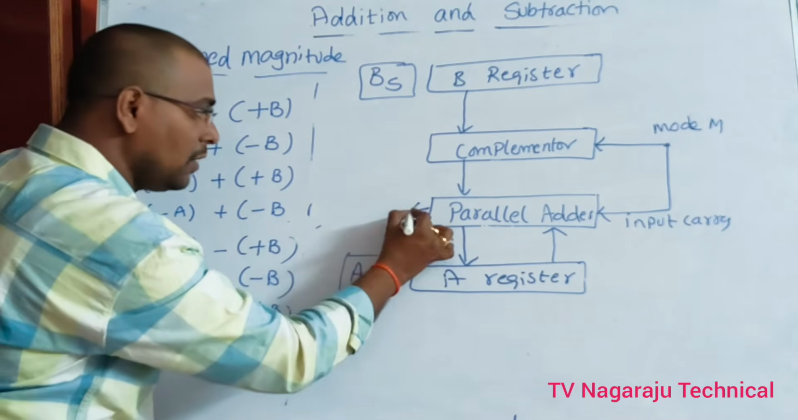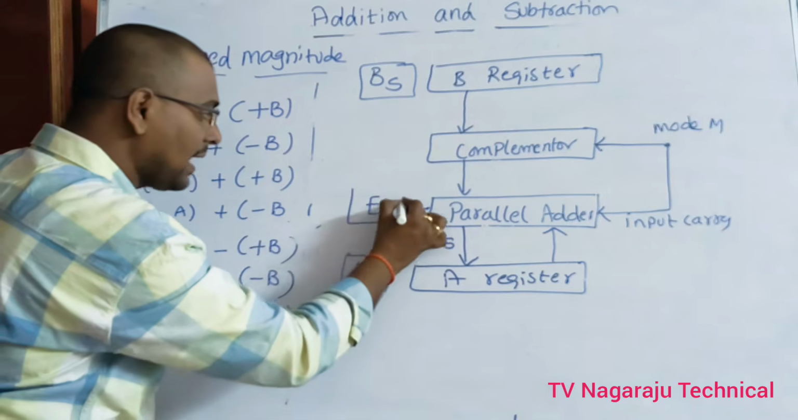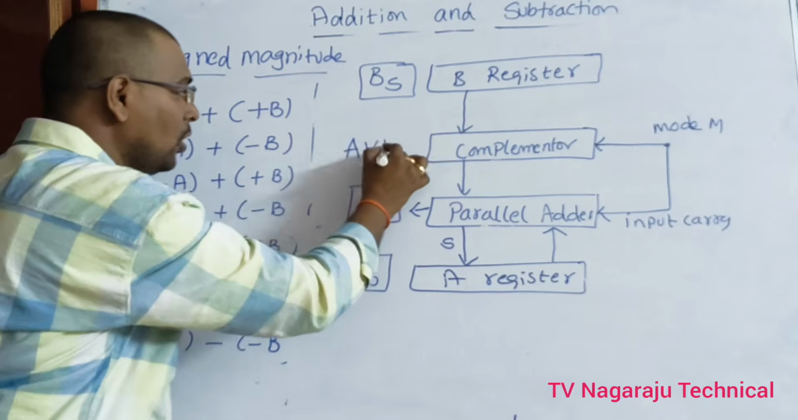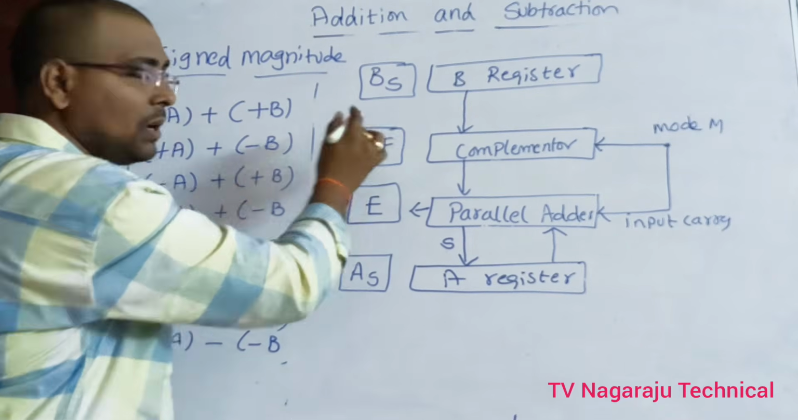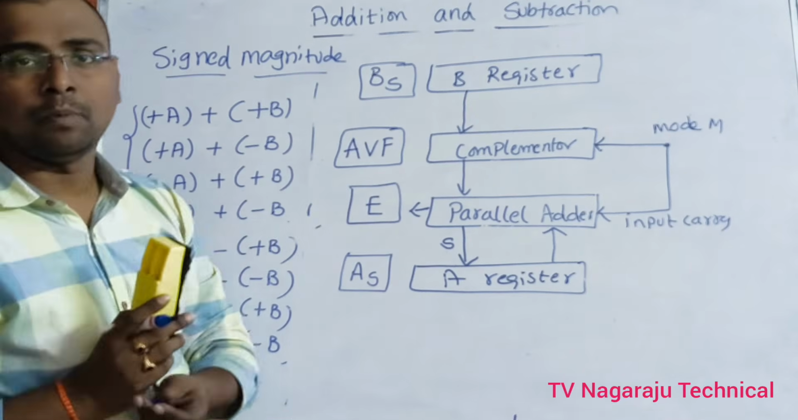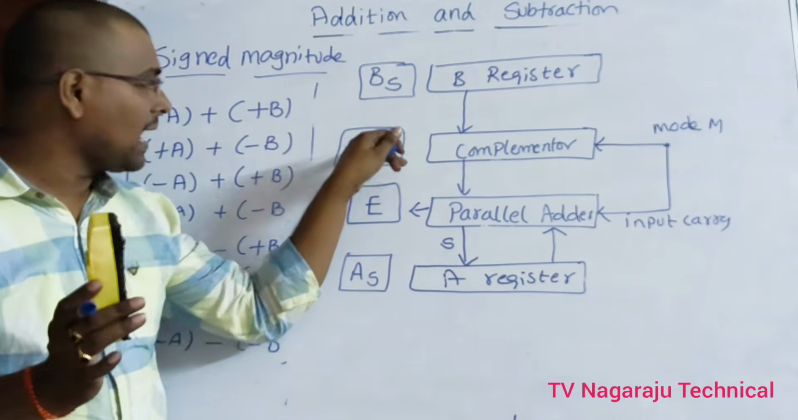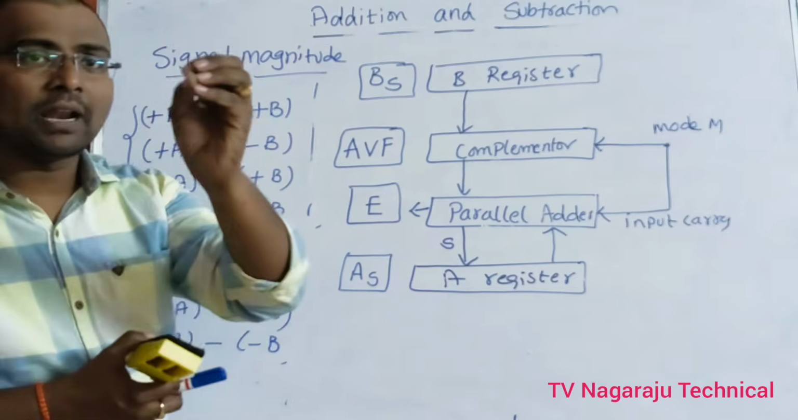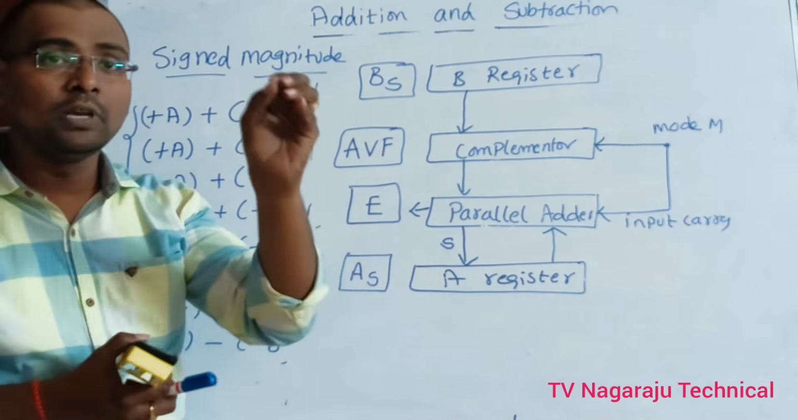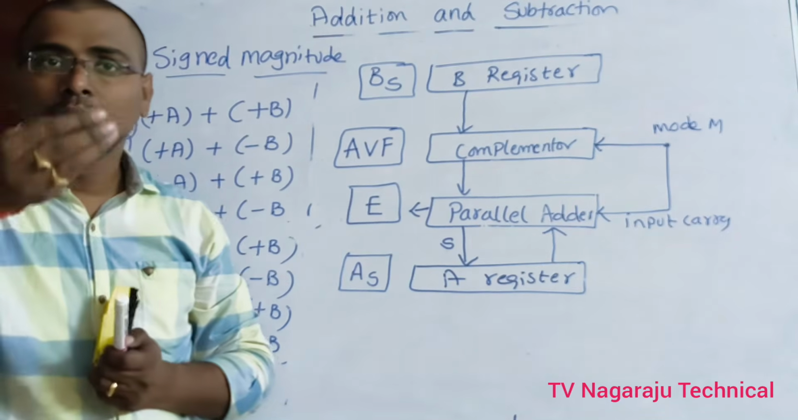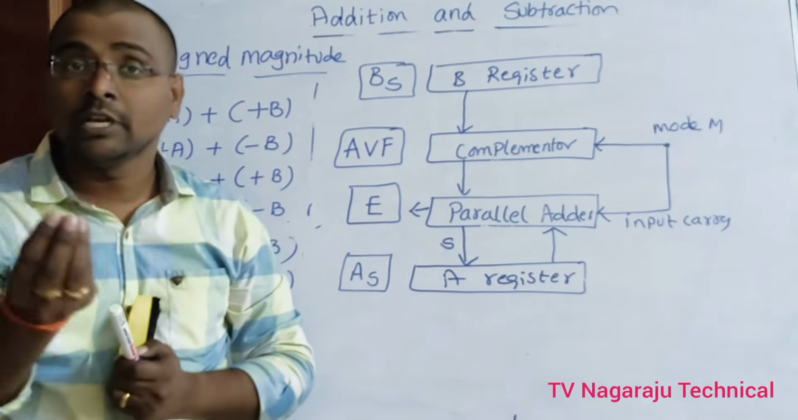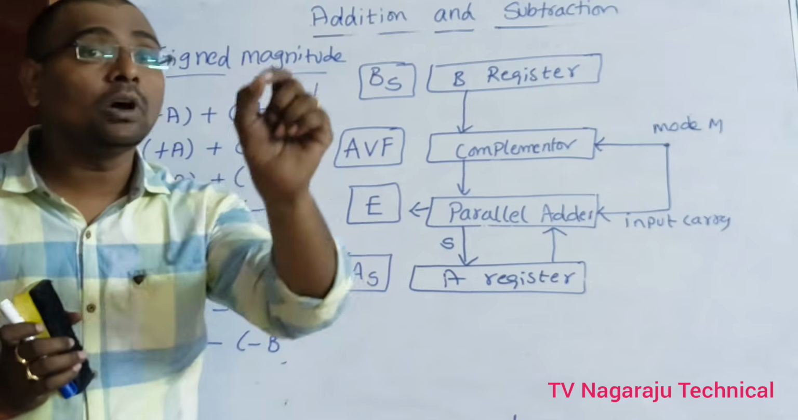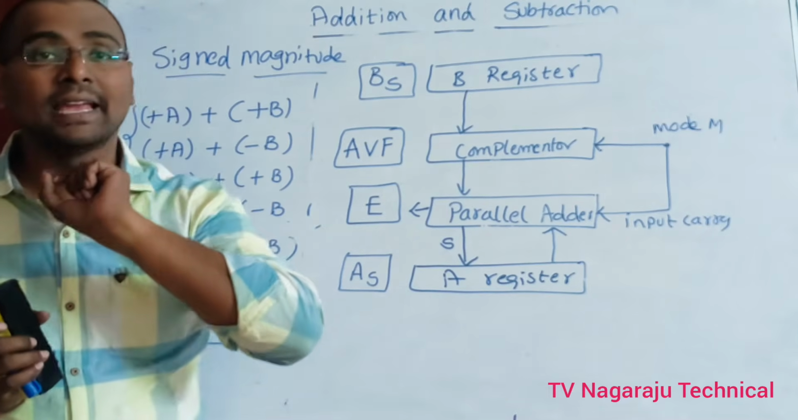After performing, if you have any carry, the carry is placed in the flip-flop E, and if you have an overflow, the overflow is placed in the add overflow flip-flop. I think you know the difference between carry and overflow. In simple general terms, carry is for unsigned numbers, overflow is for signed numbers. For example, if I am adding two 8-bit numbers, you are getting a 9th bit, that is a carry. Any bit out of the MSB, that is a carry.